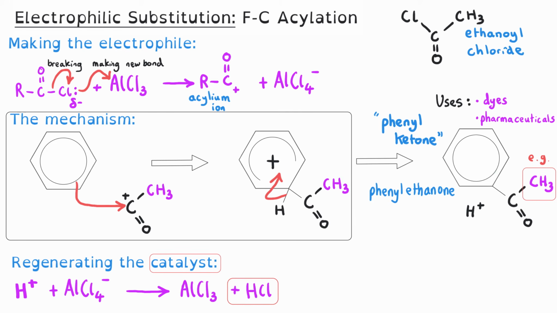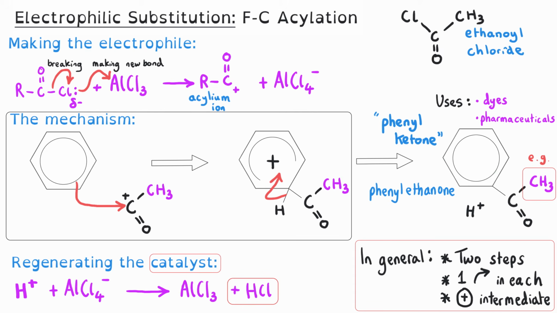And so in general, in electrophilic substitution, there are always 2 steps. And in each of those steps, there is just one single curly arrow. And we also need to remember that there is a positive intermediate in any electrophilic substitution mechanism.